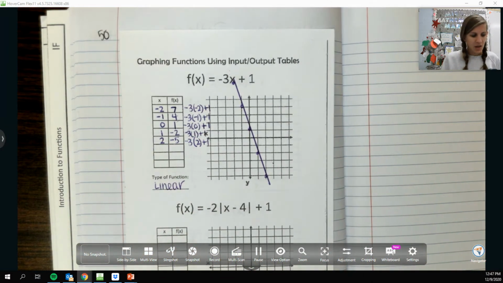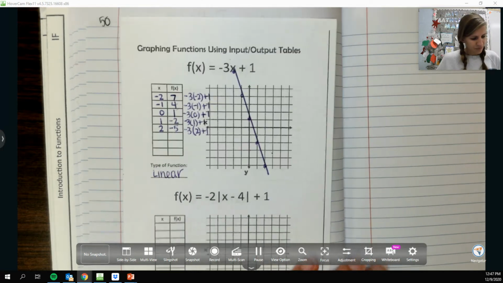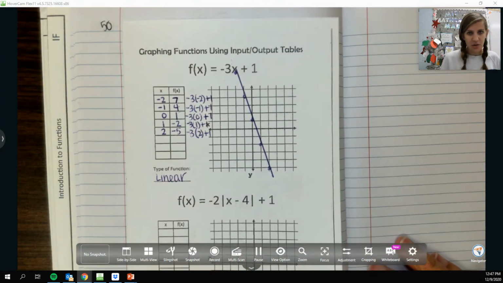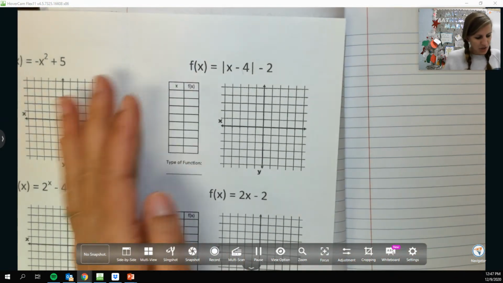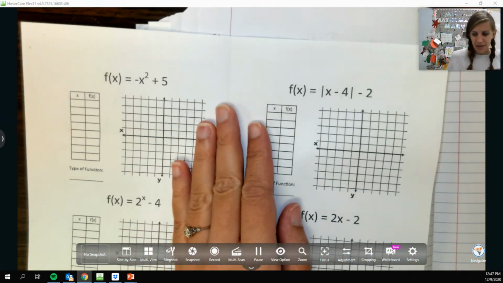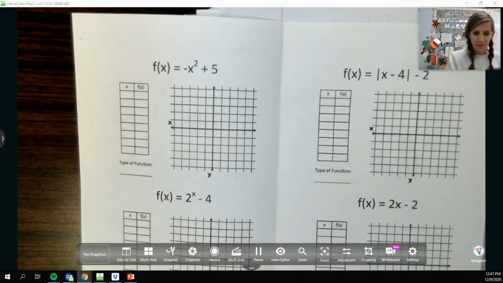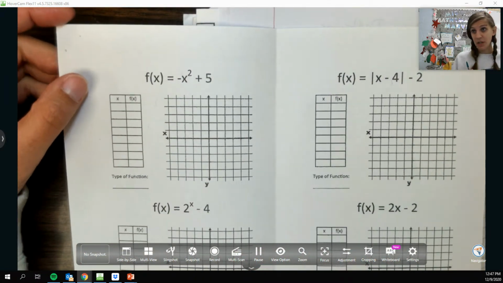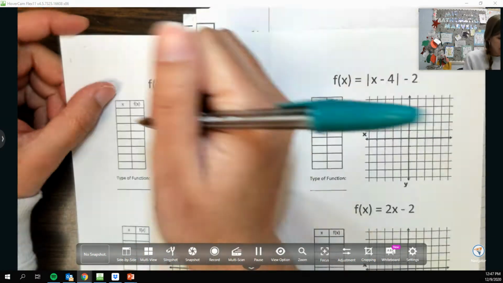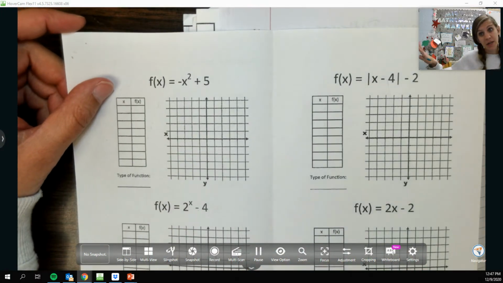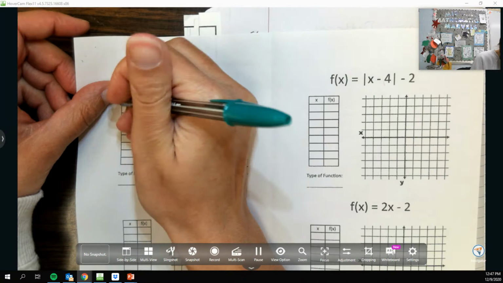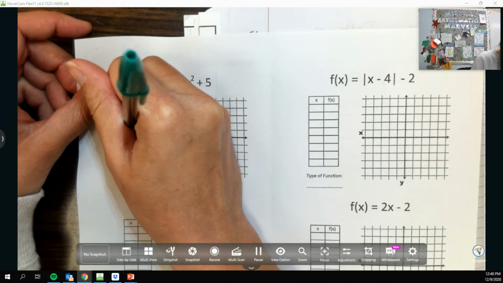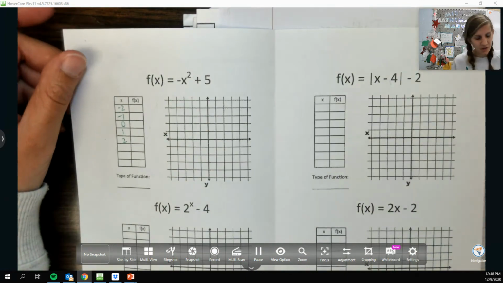Okay. Let's see. Let's jump ahead. Let's not do that one. Let's jump ahead to this one here. So this one, we're going to pick our x values. You can pick whatever you want for your input values. I like to pick some negatives, 0, some positives. So I'm going to go with -2 again. -1, 0, 1, and 2. It's just kind of my go-to.